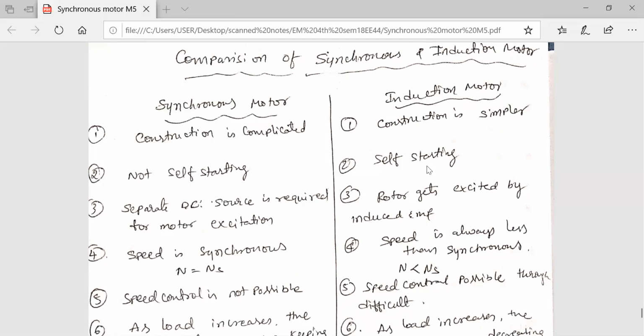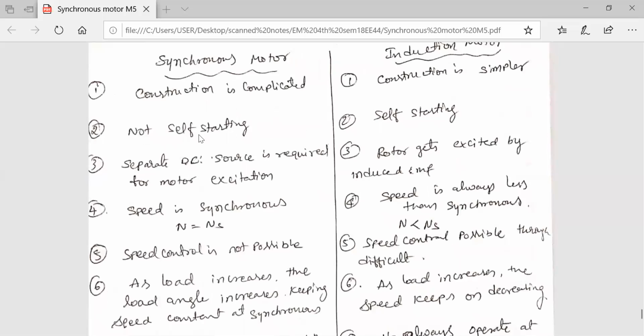Okay, and self-starting: the induction motor is self-starting. The synchronous motor is not self-starting. So as we discussed, it has to be started by means of a pony motor, some induction motor, some DC motor, or some damper winding. Okay, pony motor. So like that, you have to use some additional equipment to start the synchronous motor. Okay, that is a disadvantage.